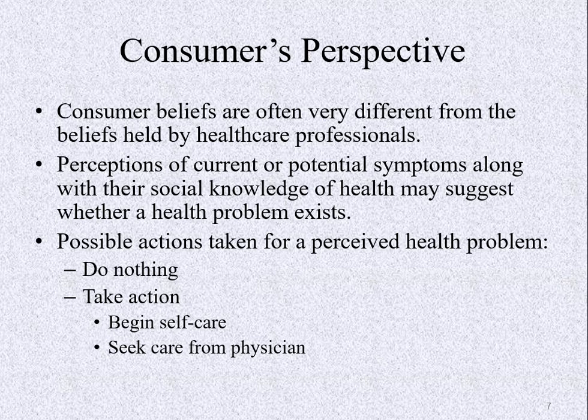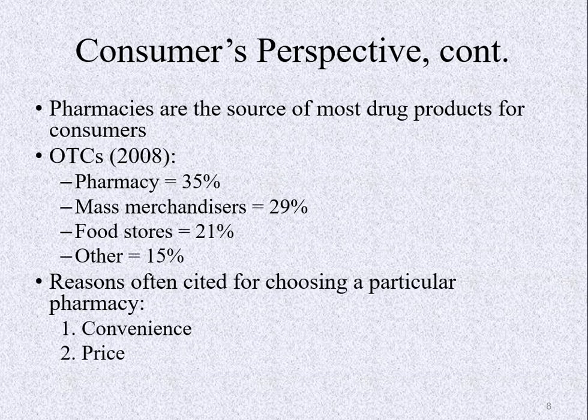Usually has to go with the severity of the issue. Consumers' perspective, continuing this discussion. Pharmacies are the source of most drug products for consumers. In 2008, over-the-counter drugs, 35% of them came from pharmacy, 29% from mass merchandisers, 21% from food stores, and 15% from other, like vending machines. Reasons often cited for choosing a particular pharmacy are convenience and price.